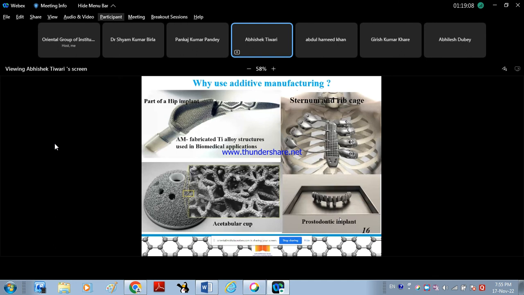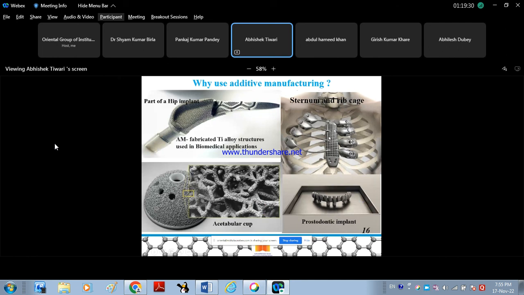Now this is the typical hip implant. This is the additively manufactured titanium alloy structure used in biomedical implants. And this is the sternum and rib cage, if someone has a car accident and his ribs are broken, and this is how it looks. So these are the real titanium implants.